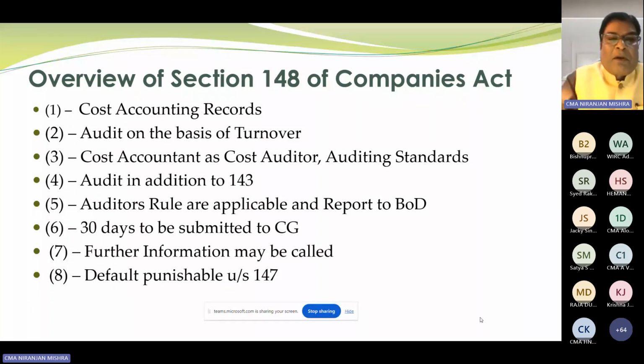Since our practitioners are very few, and in comparison to the CA profession, cost accounts is a very challenging job, the ministry is always keeping an eye on this profession. So it is our responsibility to advise the company to complete the records, so that we complete the audit in time, and we also file the report in time, within 30 days of the approval of the cost audit report by the board of directors.